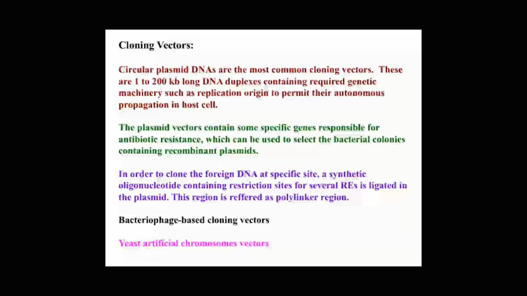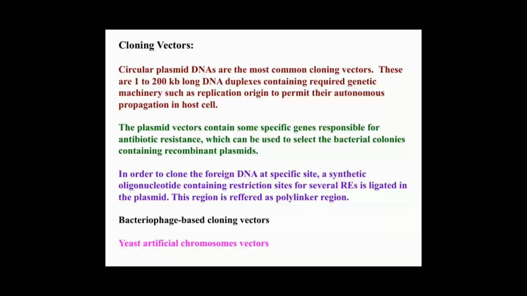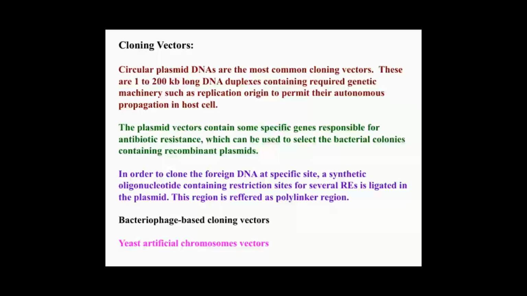often use a synthetic oligonucleotide that contains restriction sites for various restriction enzymes. This piece is ligated into the plasmid at a specific region called the polylinker, which is a sequence with multiple restriction sites. This design gives us flexibility to insert different DNA fragments precisely where we want.